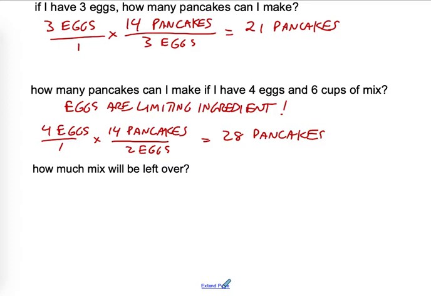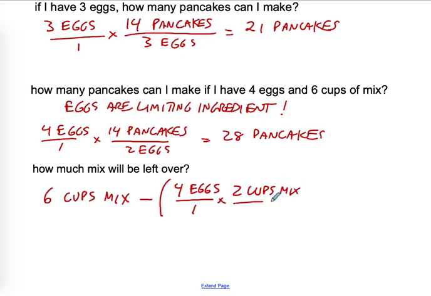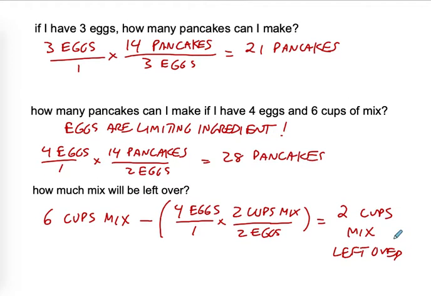So to calculate the amount of mix that's left over, I will start with the amount that I am given, and I'll subtract the amount that's used up, which is dependent upon the limiting ingredient, 4 eggs multiplied by 2 cups of mix for every 2 eggs, or 2 cups of pancake mix left over. If this makes sense to you, you understand limiting reactant stoichiometry. So now, let's apply this to a chemical reaction.